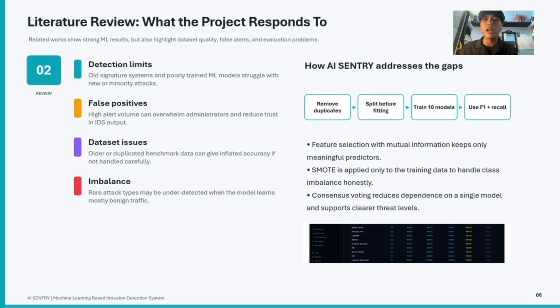So AI Sentry responds to this gap by removing duplicate records, splitting the data before fitting any preprocessing tools, comparing 10 models, and focusing on F1 score and recall instead of accuracy only. Feature selection, train-only SMOTE, and consensus voting are also used to improve the reliability of the system.